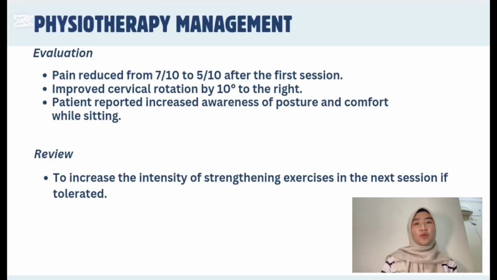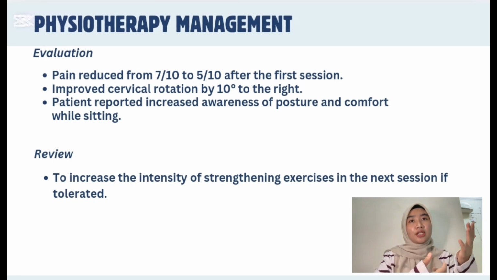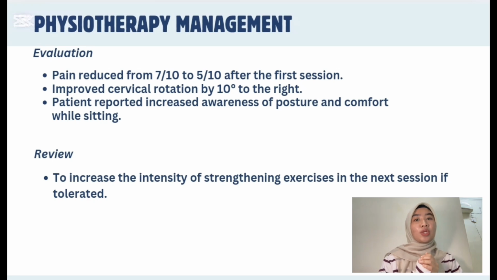For the evaluation, it involves the patient's response to the treatment. After the first session, the patient's pain reduced from 7/10 to 5/10, and the cervical rotation improved by 10 degrees. For the revision, we plan adjustments for future sessions, where we can increase the intensity of the strengthening exercise, depending on whether the patient can tolerate it or not.